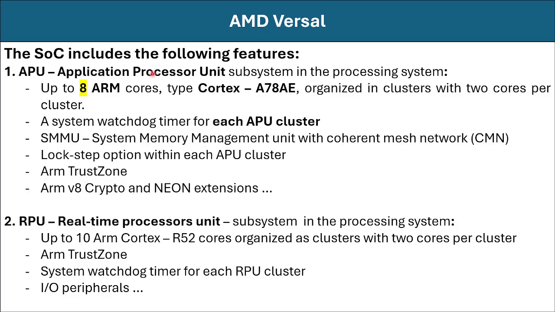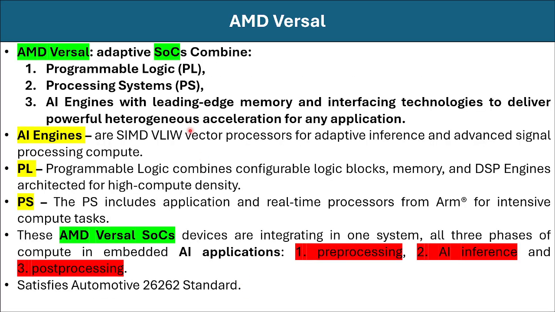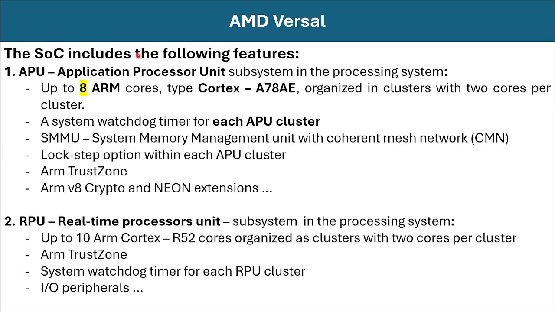What we have here, let's say, a short introduction to the processing system. This second chapter, System on Chip, includes the following features, and these are the parts of the processing system. That's the APU section, which means application processor unit subsystem in the processing system. We look at the processing system as a whole, and this APU is part of that huge block which we described in the previous chapter.